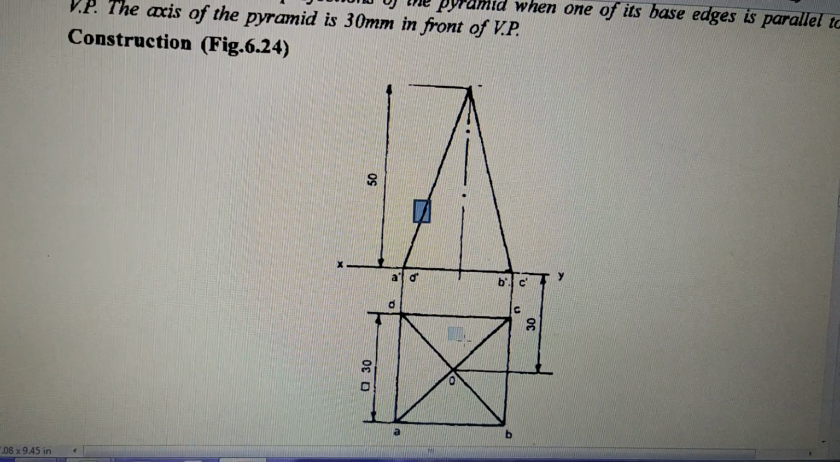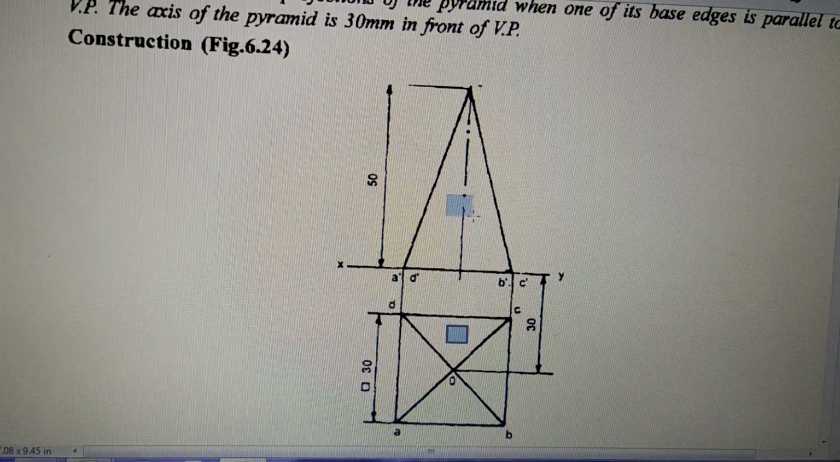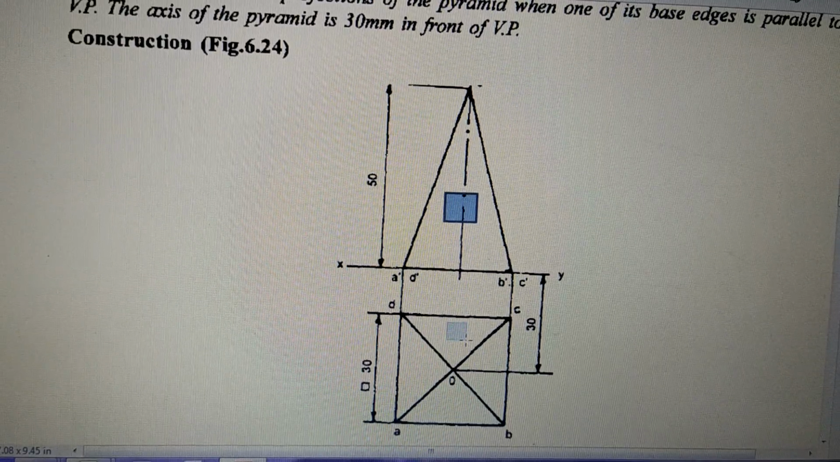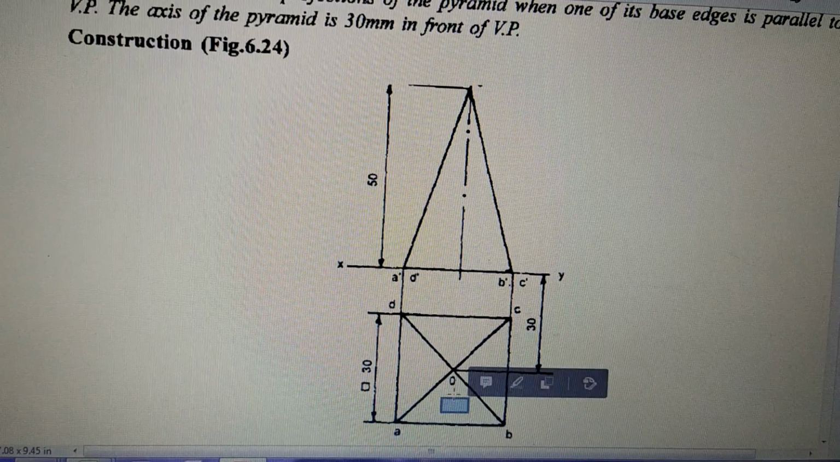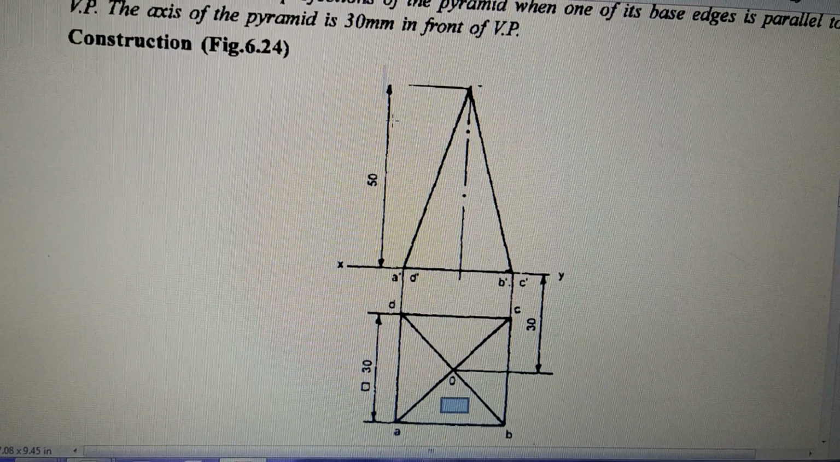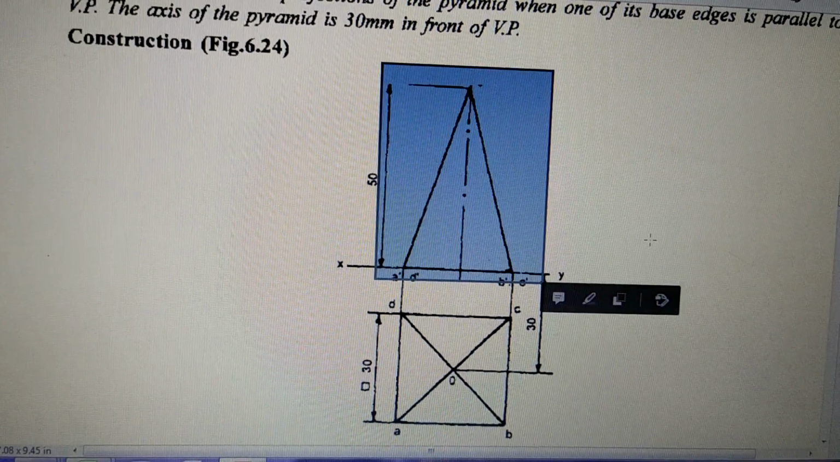And this back inclined surface is exactly behind the front inclined surface. So this surface and this surface, they are exactly one behind another. So this becomes the front view of the square pyramid.